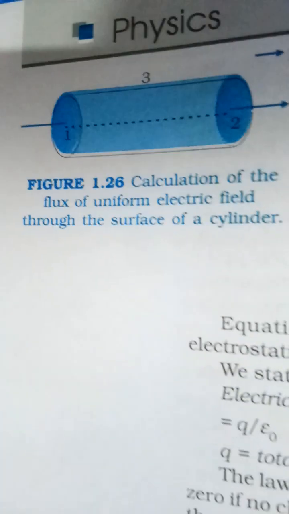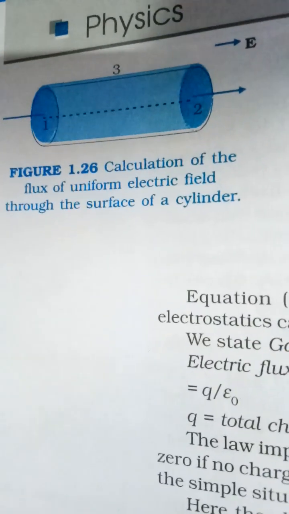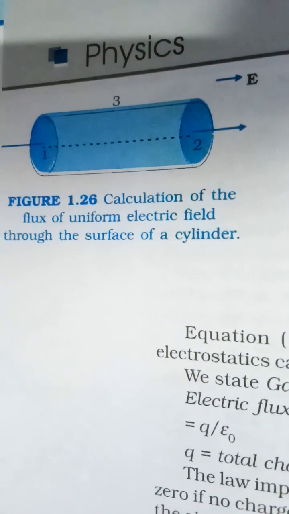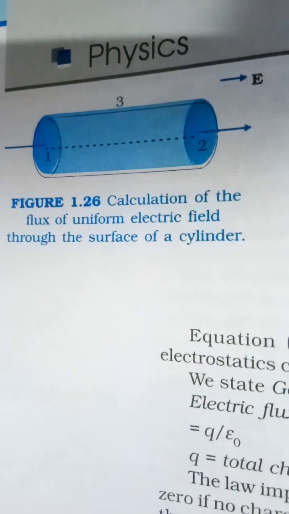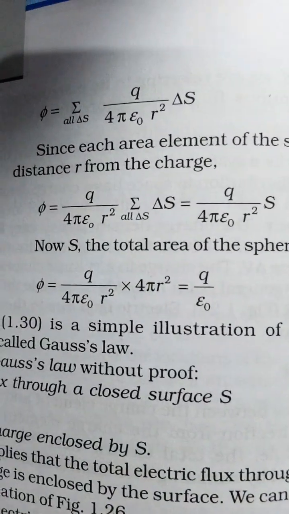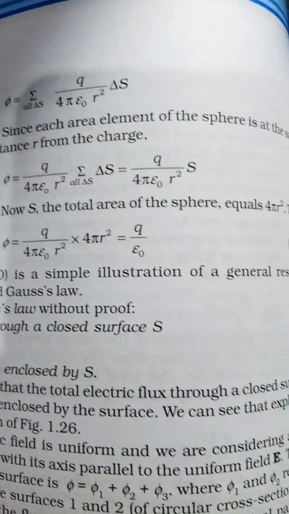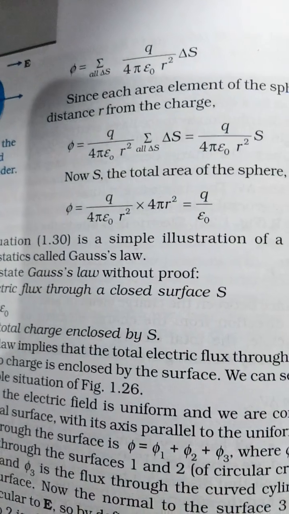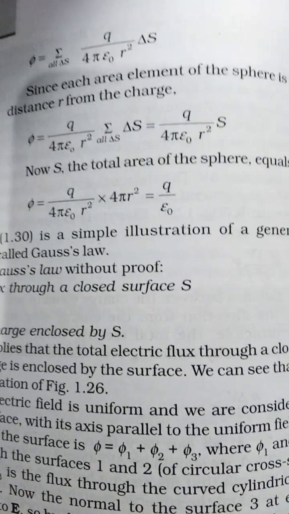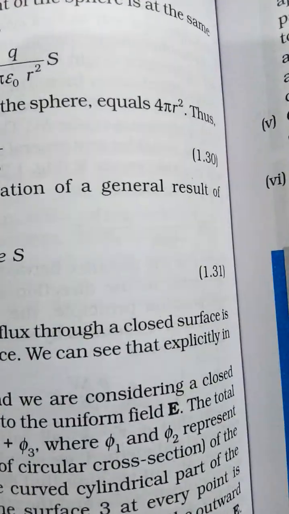In this topic, you will see figure 1.26, calculation of the flux of a uniform electric field through the surface of a cylinder. You will see the cylinder, and this figure will provide you the uniform electric field and the flux of the uniform electric field. Since each area element of a sphere has the same distance r from the charge, the flux is equal to q by 4πε0r² times the total area of the sphere, which is 4πr².